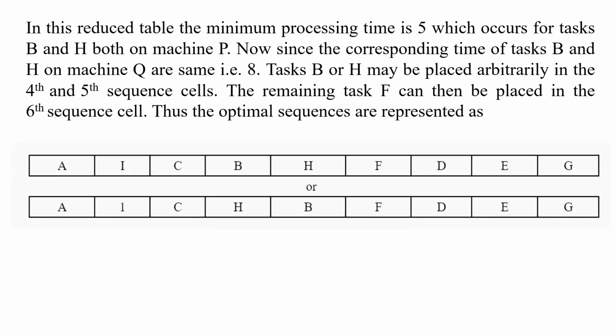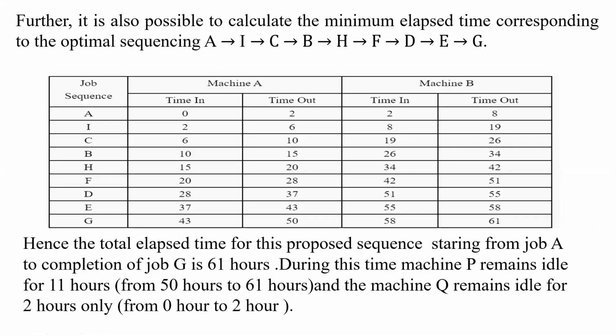So, the optimal sequence will be represented as AICBHFDEG or AICHBFDEG. It's a multiple possible solution table. Further, it is also possible to calculate the minimum elapsed time corresponding to the optimal sequence. We are taking an example: AI, CB, H, F, D, E, and G.